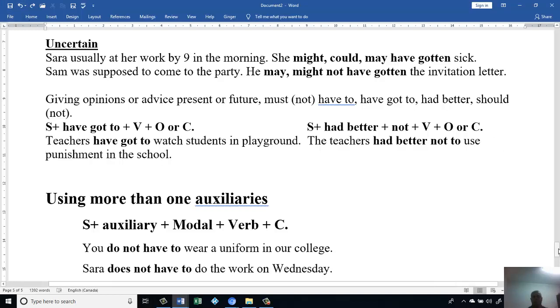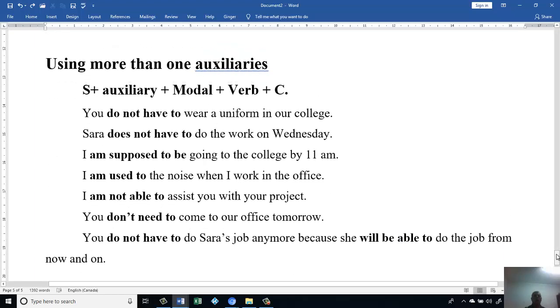Sometimes we use more than one modal when we express something we want to do. For example, subject, auxiliary, modal, verb, then complement. For example, you don't have to wear a uniform in our college. Or Sarah does not have to do the work on Wednesday. Or I am supposed to be going to the college by 11 a.m. Or I am used to the noise when I work in the office.